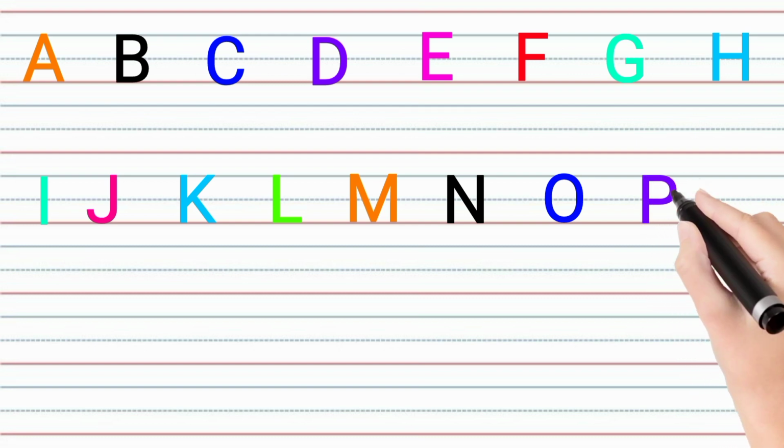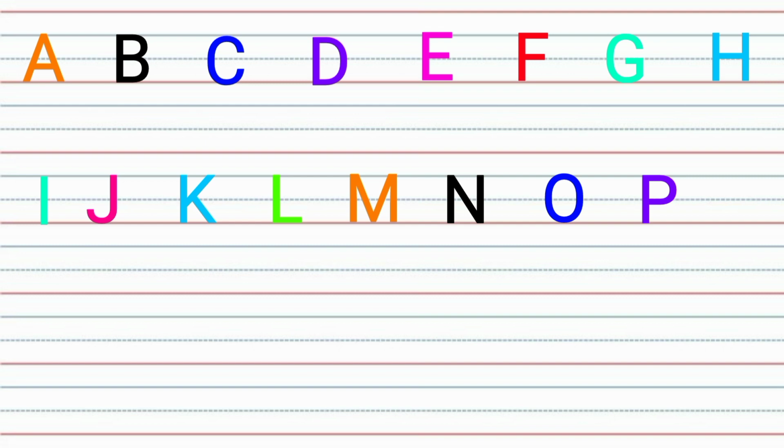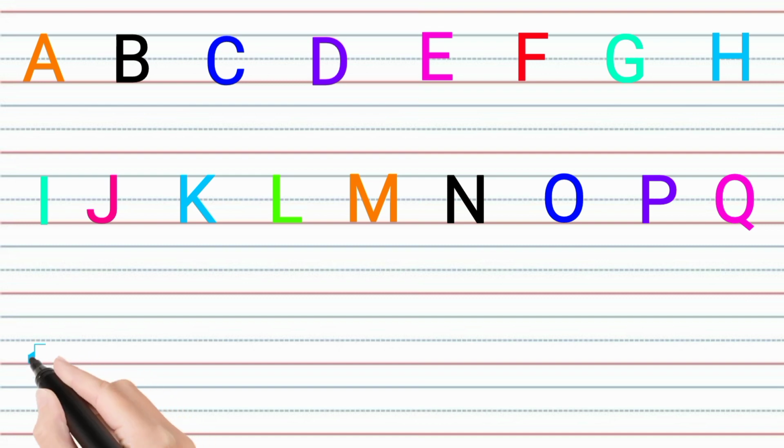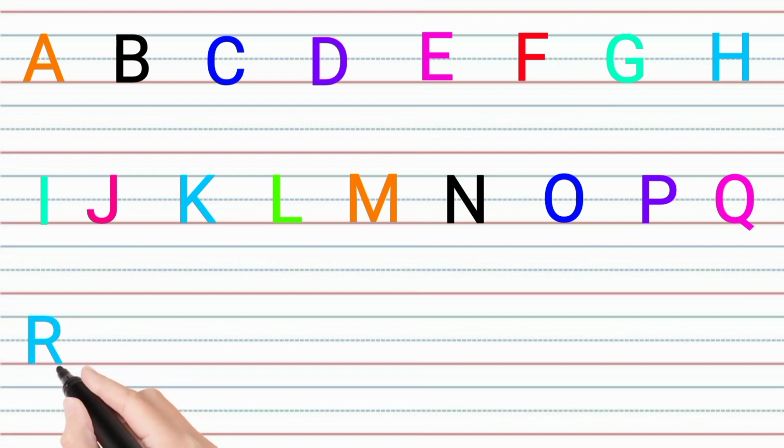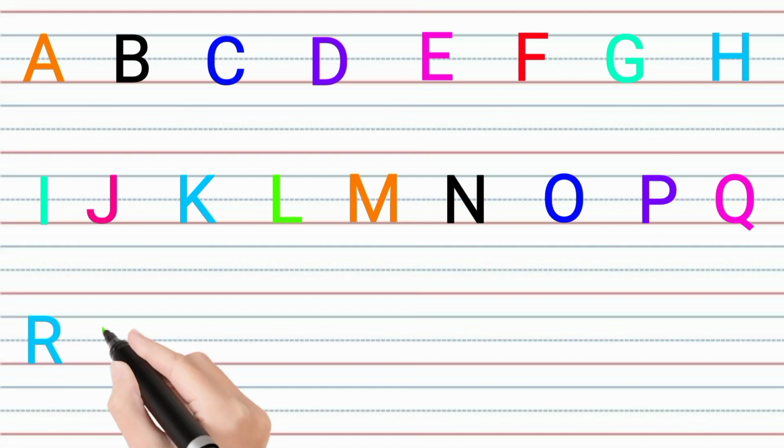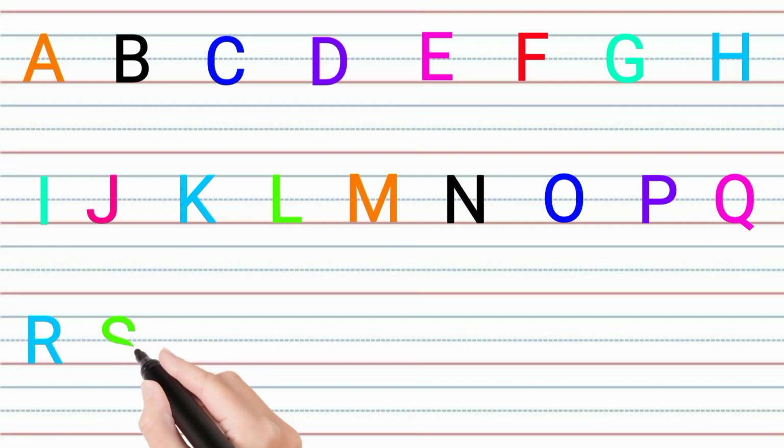P for peacock. Q for queen. R for rose. S for sheep.